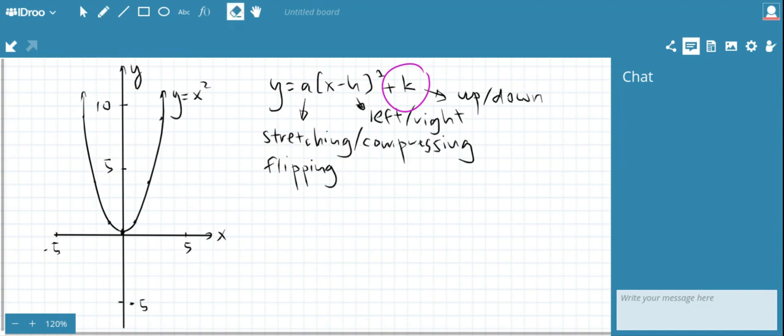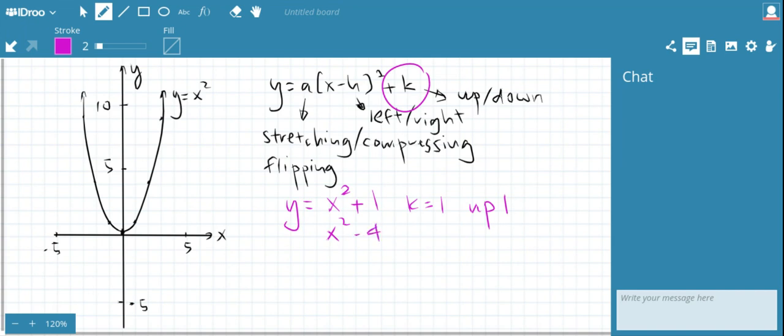So this is, for example, something like y equals x squared plus 1. K is really straightforward. You can see k here is positive 1, so you don't have to change the sign like you do with h. This just means I'm going to move up 1. If I had x squared minus 4, then I'd have k equals negative 4, and that means I'm moving down by 4.